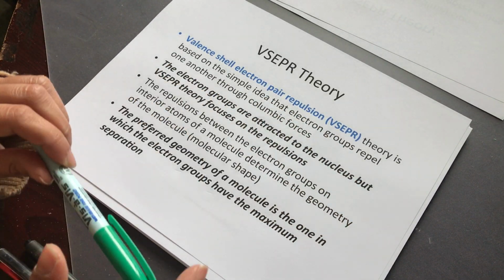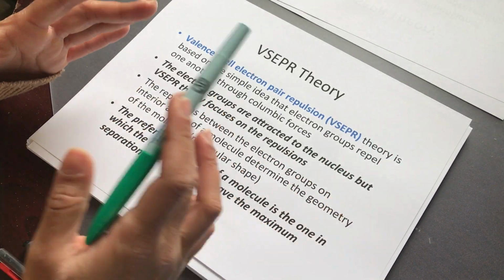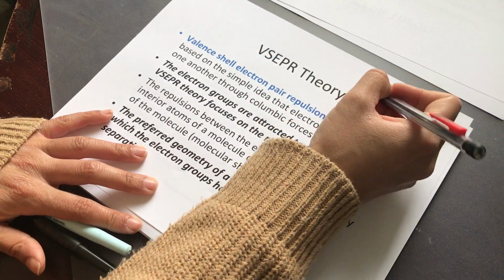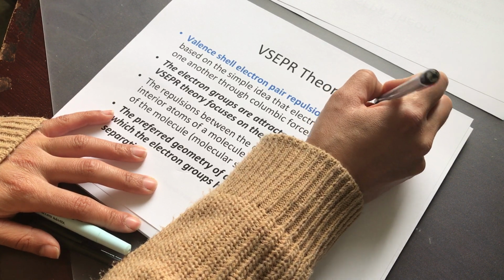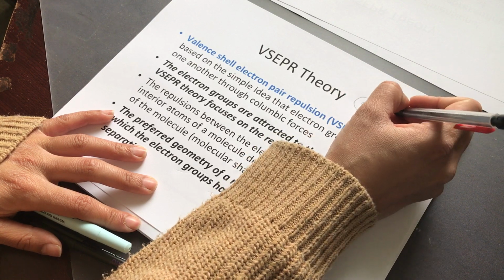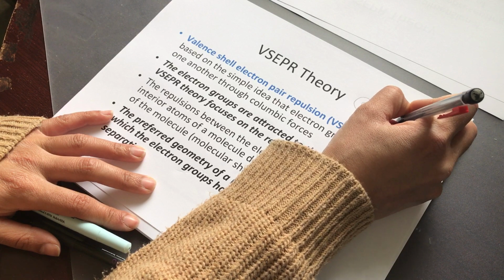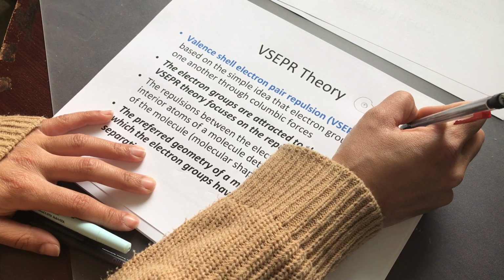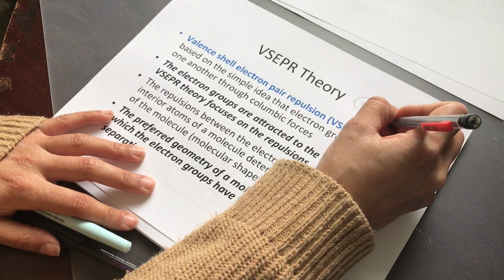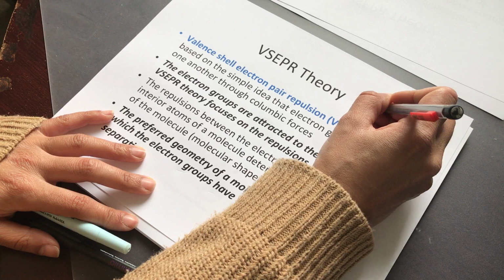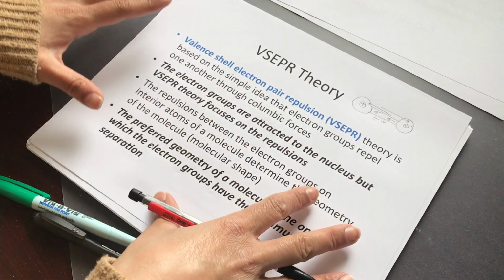The electron groups are attracted to the nucleus, but the VSEPR theory focuses only on the repulsion. So don't forget that there are attractions going on, right? So if I show you, if I have my hydrogen, right? This is my hydrogen atom, and I have my proton on the inside. And then I have my bond with my electron and my other electron, and then I have my carbon atom with the nucleus inside. So these electrons are repelling each other, but this electron is also attracted to this proton, and this electron is attracted to this proton. So there's repulsion and attraction going on.